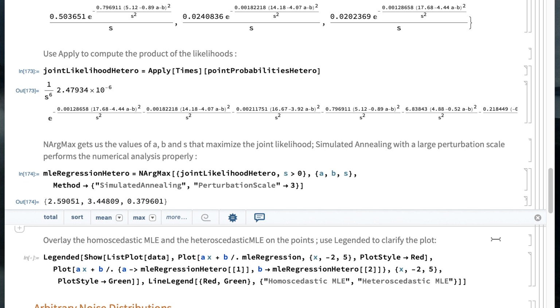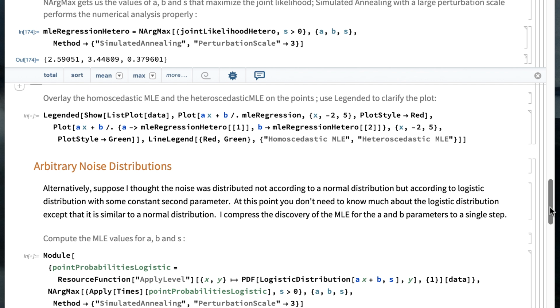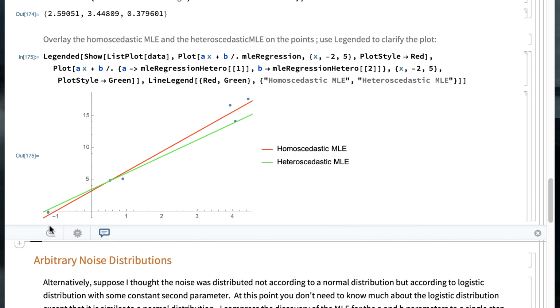So what I now want to show you is that that gives us a different estimate of the best fit line than when we assumed that the model was homoscedastic, that the spread of noise didn't depend on x. So let's see, the red line is the line we computed earlier, and the green line is the line that we're fitting now.